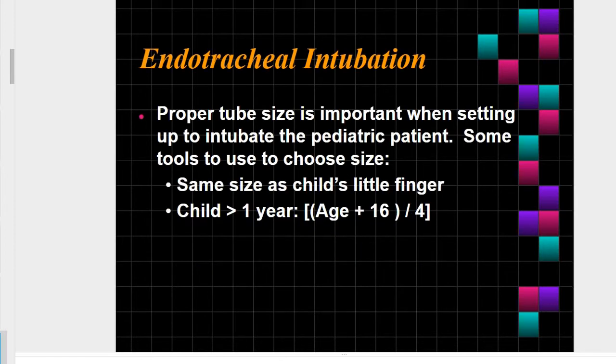Proper tube size is imperative when setting up to intubate the pediatric patient. There are different tools out there to choose size, but here is one that a lot of people use: looking at the child's little finger and matching the end of the tube to the child's little finger in the same diameter. A formula that is very common and that you should know for National Registry, American Heart Association, and memorize for use for yourself, in children greater than 1 year old, is their age plus 16, and then divide that by 4 will get you the proper tube size. Otherwise, use a length-based resuscitation tape.